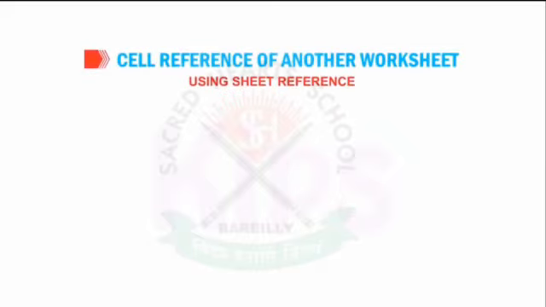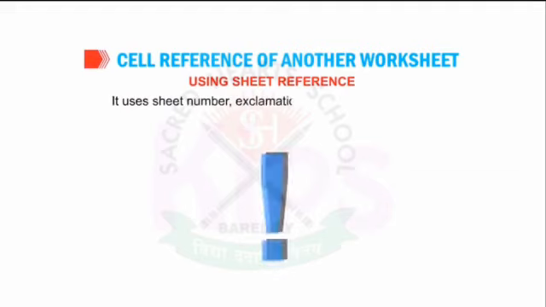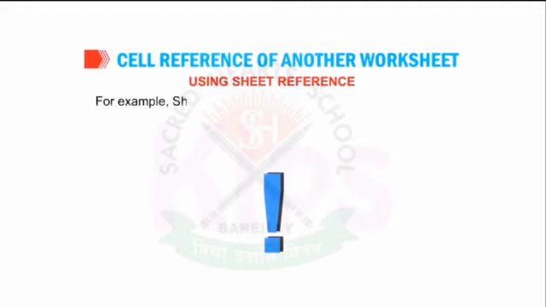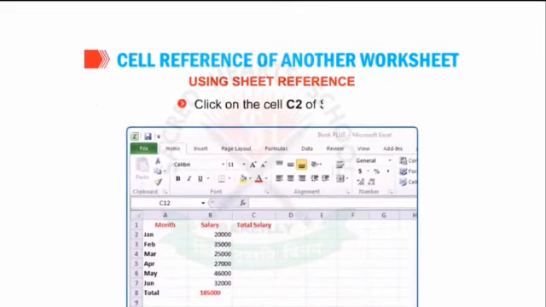Paste the formula using Ctrl+V. The second way is by using sheet reference. It uses sheet number, exclamation mark and cell address. For example, Sheet1 exclamation mark D2. Let us try to use the sheet reference. Click on the cell C2 of Sheet 2.